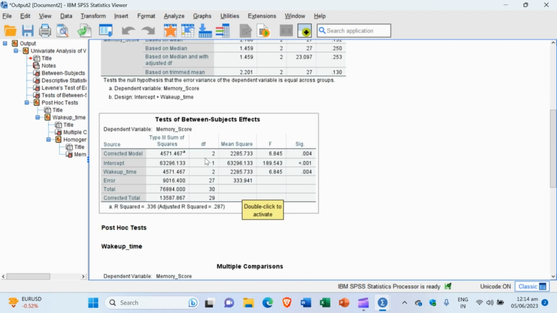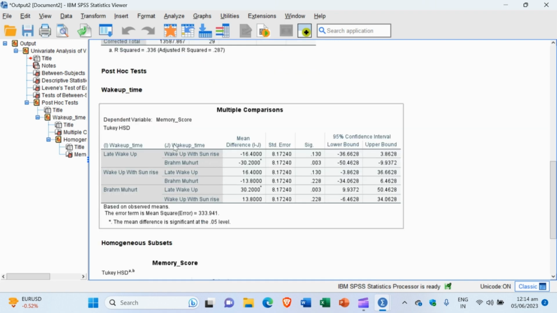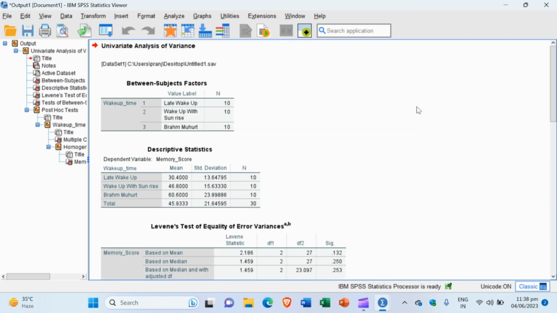And the third one is here. We see the post hoc test table is here, and using this table we will find which groups differ from the others. Now I will explain the result of the post hoc test.